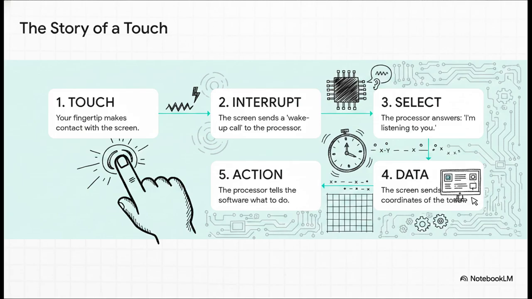Step 1, your finger makes contact. Easy enough. Step 2, boom, the screen sends that wake-up call, that interrupt signal. Step 3, the processor hears it and uses the chip select signal to say, "Okay, you have my full attention." Step 4, guided by that steady clock beat, the screen sends the coordinates, the where of your touch, down the data out line. And finally, step 5, the processor gets those coordinates and turns it into an action, like opening an app. The whole thing happens in a fraction of a second. It's unbelievably efficient.